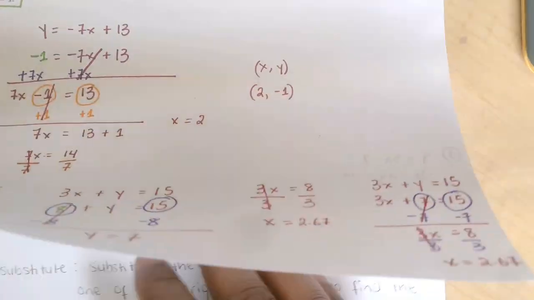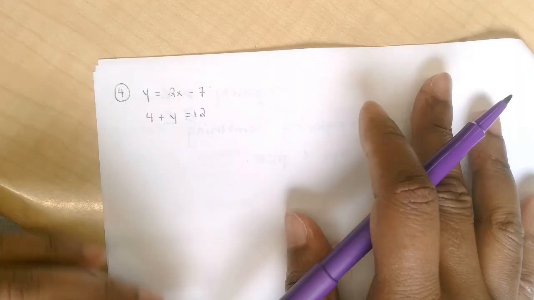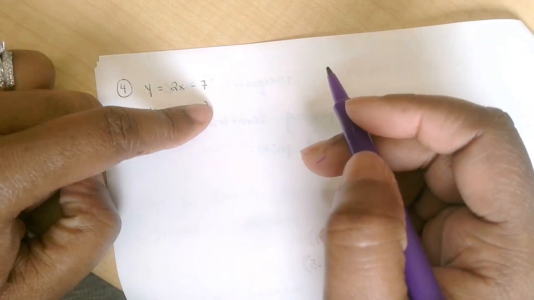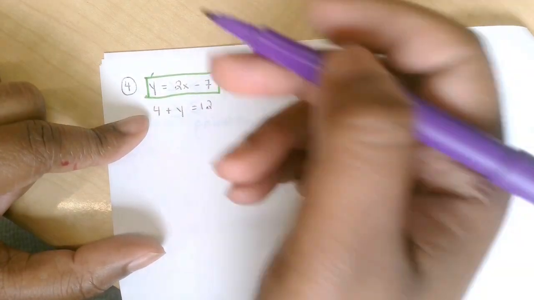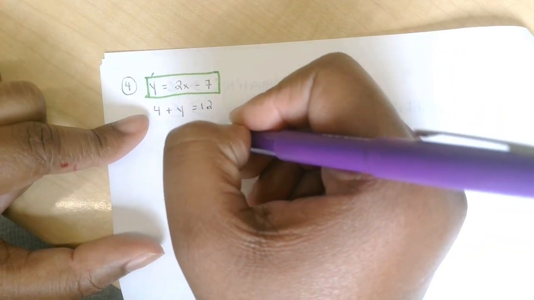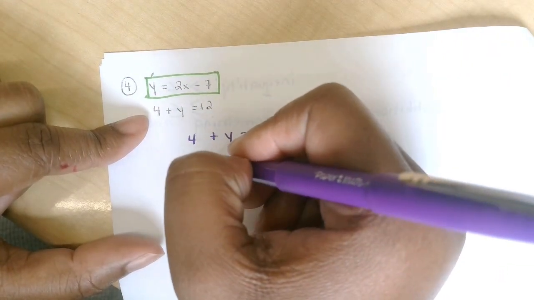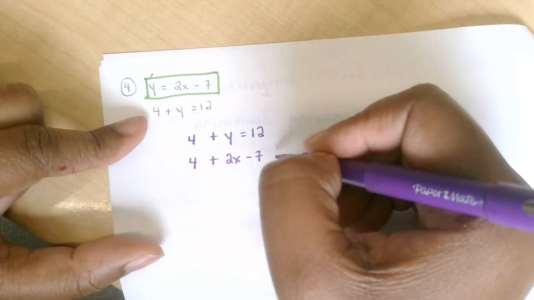Okay. And the last one that we will be doing for this lesson is number 4. So again, 4 equal 2x minus 7. So y is equal to 2x minus 7. So your value of y is this. The other equation is 4 plus y equal 12. 4 plus 2x minus 7 is equal to 12.